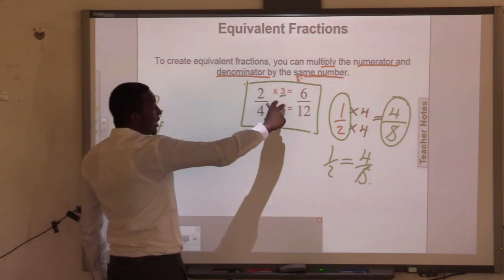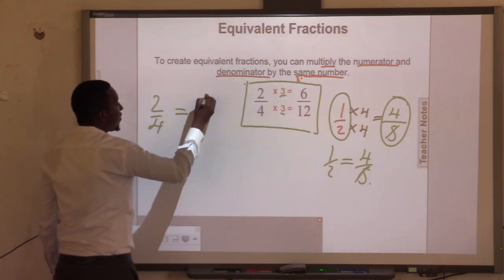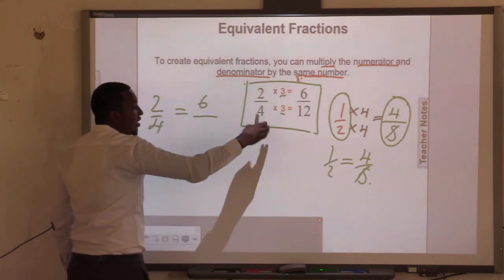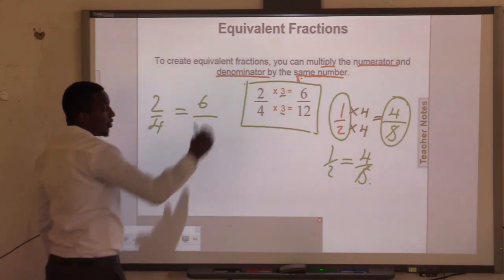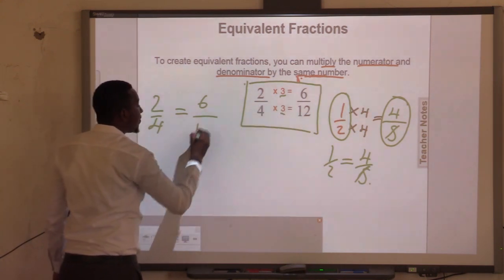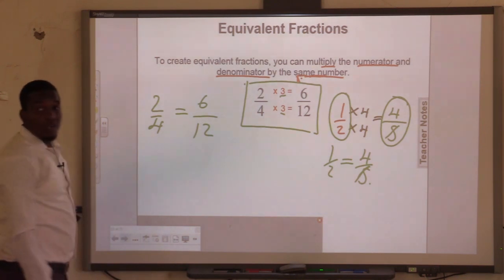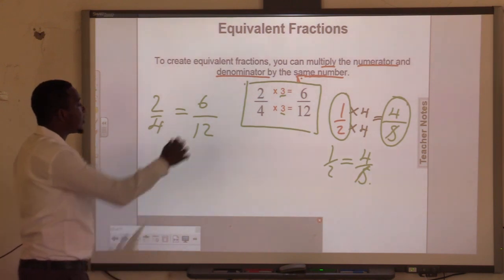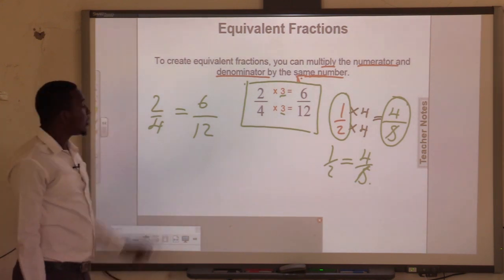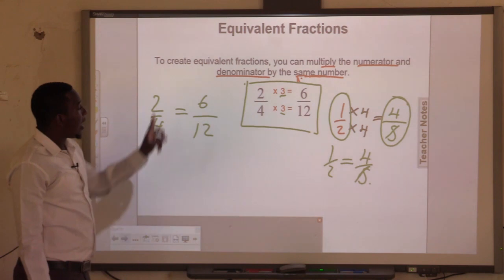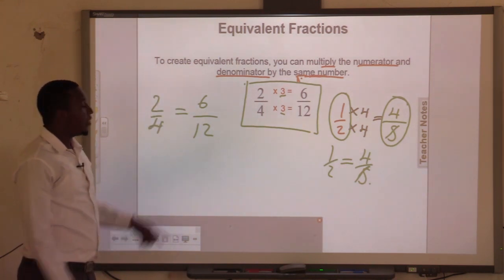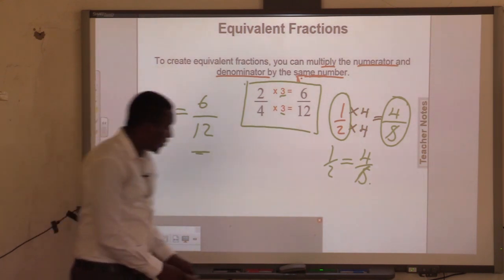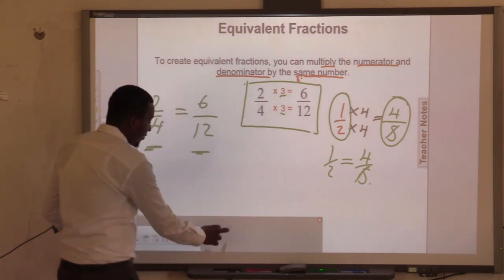When you multiply 2 by 3, the answer is 6. So we have 6 all over. The denominator is 4. When you multiply it by 3, the answer is 12. So 4 times 3 gives us 12. So we have 6 12ths. So we can conclude here that 2 fourths and 6 12ths are equivalent fractions. That is 2 all over 4 and 6 all over 12. They are equivalent fractions. We can have more examples of that.